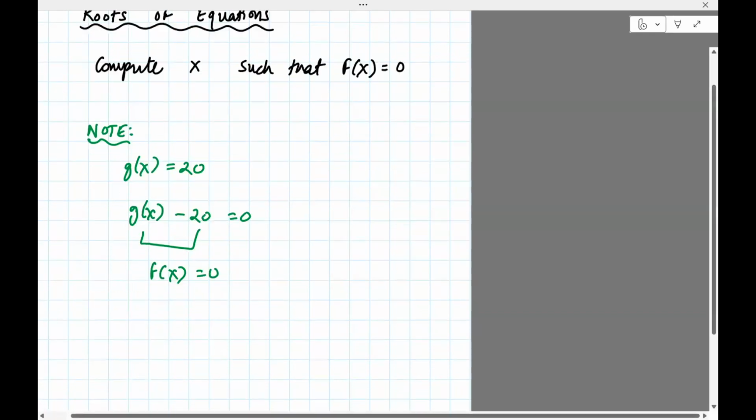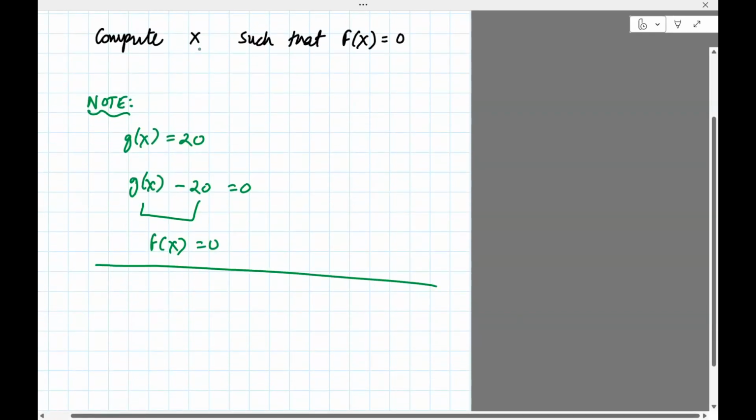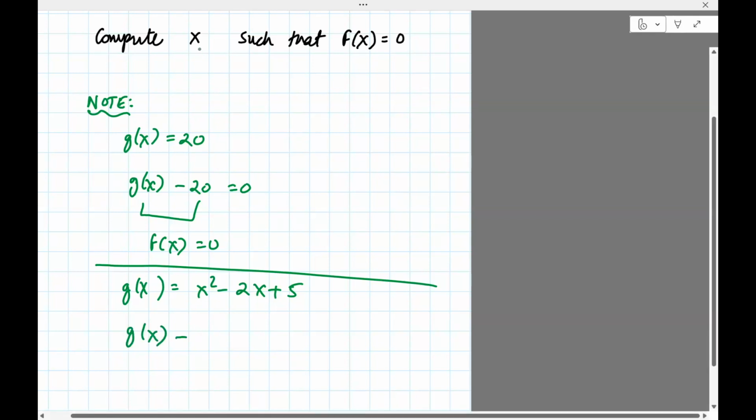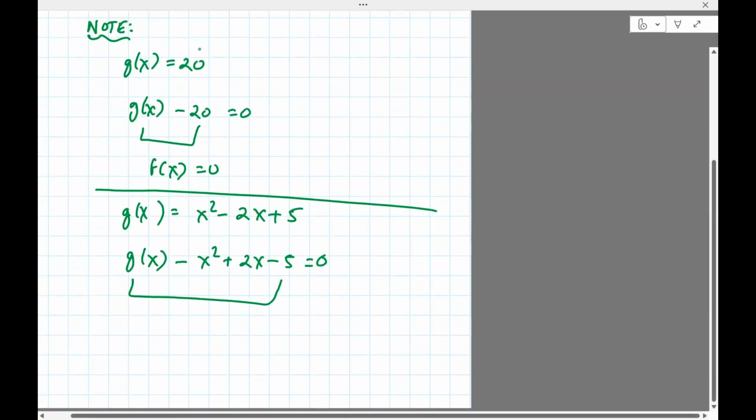You could have something like this: g of x equals x squared minus 2x plus 5. You need to find when this equation is satisfied, right? Again, this can be boiled down to a root finding problem. You just move this to the other side, minus 5 equals 0, and then you treat this whole thing as f of x, and then it's a root finding problem.